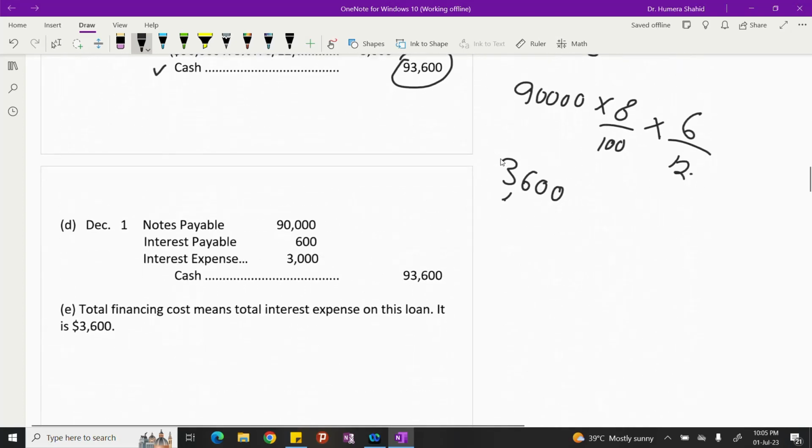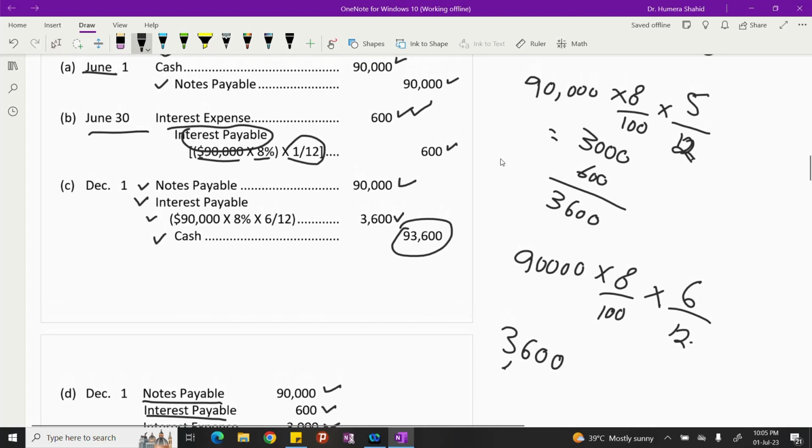It's over here. Notes payable gets debit because I'm returning it, 90,000. Interest payable, which was recorded in journal entry number B, that is also being paid back. And interest expense of the remaining 5 months. I told you how to calculate it, if you see over here.